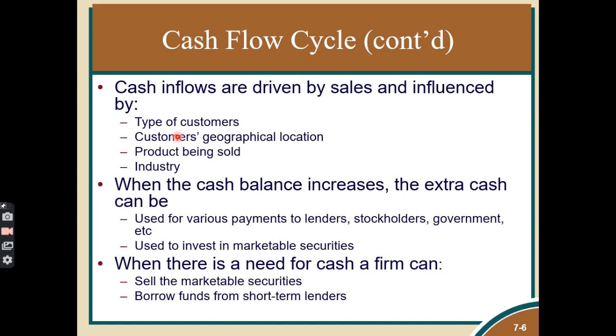But of course, you cannot immediately collect because of certain restrictions or certain external factors such as, number one, the type of customers. So what does that mean? There are customers who pay promptly. There are customers who do not pay at all. And there are customers who pay after the due date. Okay, so basically, your collection patterns will be affected by these types of customers. Next is the geographical location of the customers. Why?